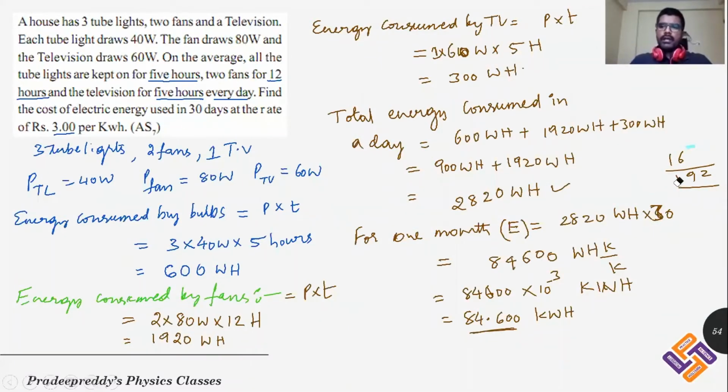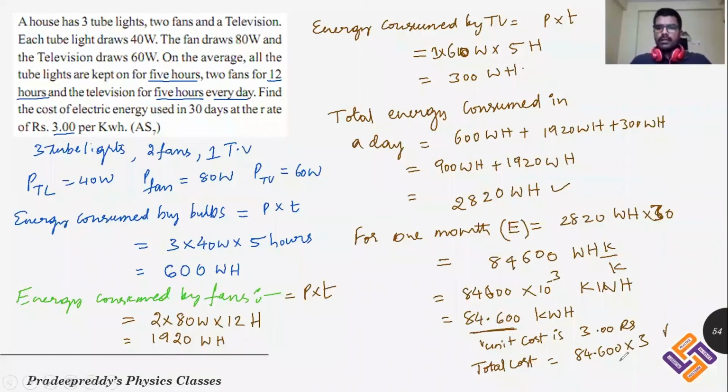Now I want to find out the complete electricity bill. In order to find out the electricity bill, you should multiply this with the cost of 1 unit, which is 3 rupees. How many units are consumed? 84.600. So total cost is equal to 84.600 into 3 rupees, which gives you the total amount of electricity bill consumed in that month.